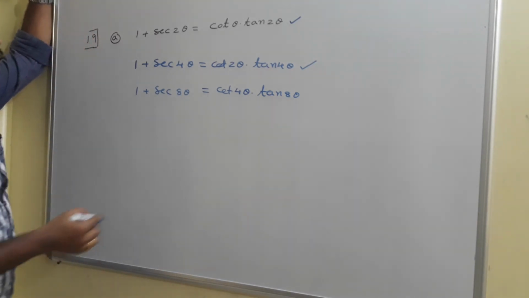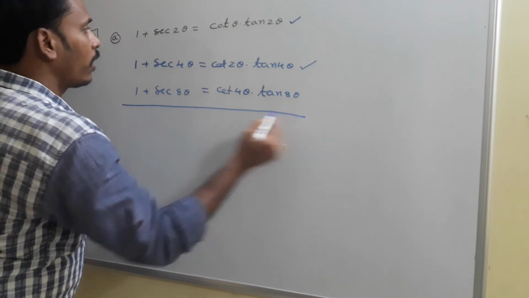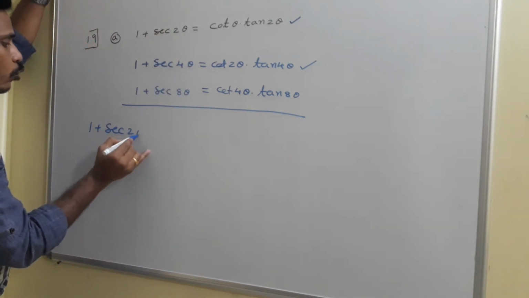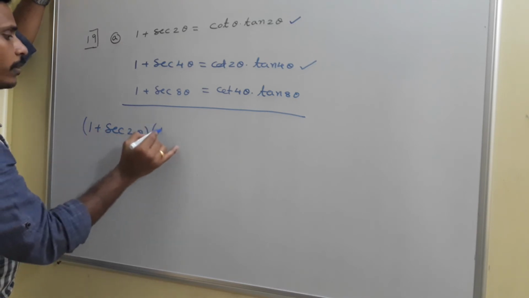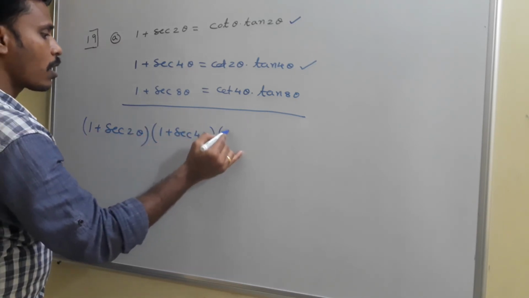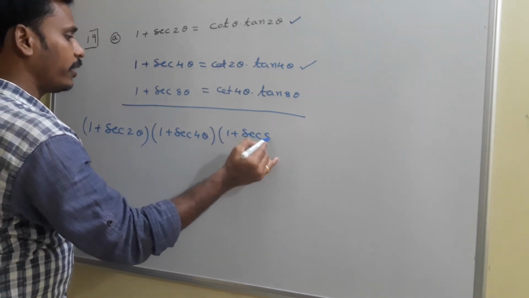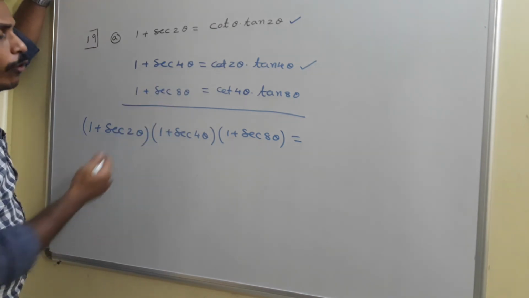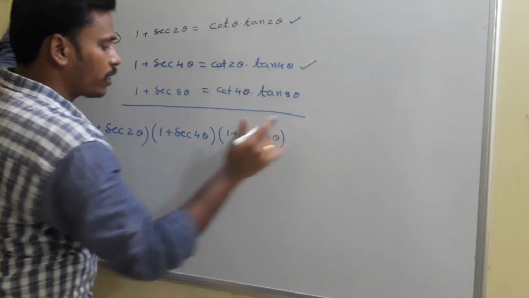Okay. First, suppose I have only these three statements. If I multiply them, what will happen? (1 plus secant 2 theta) into (1 plus secant 4 theta) into (1 plus secant 8 theta) is equal to this product. You need to multiply this. For your sake, I am writing it here.